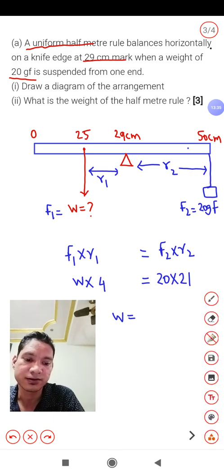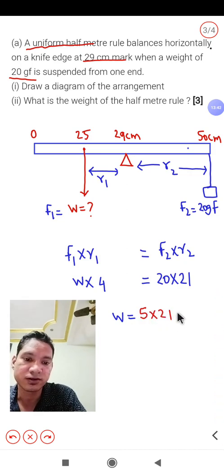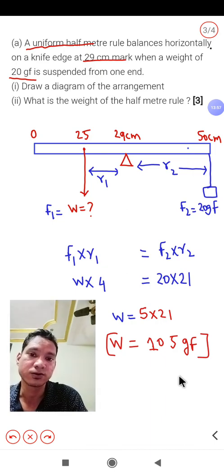Okay, now let's calculate it further. Let me solve it further. Let me change the ink here. Yeah, so this will be 5 times 21. So how much is this going to be now? 5 ones are 5, 5 twos are 10 gram force. Alright, 20 gf, sorry, 105 gf is the weight of the rod.